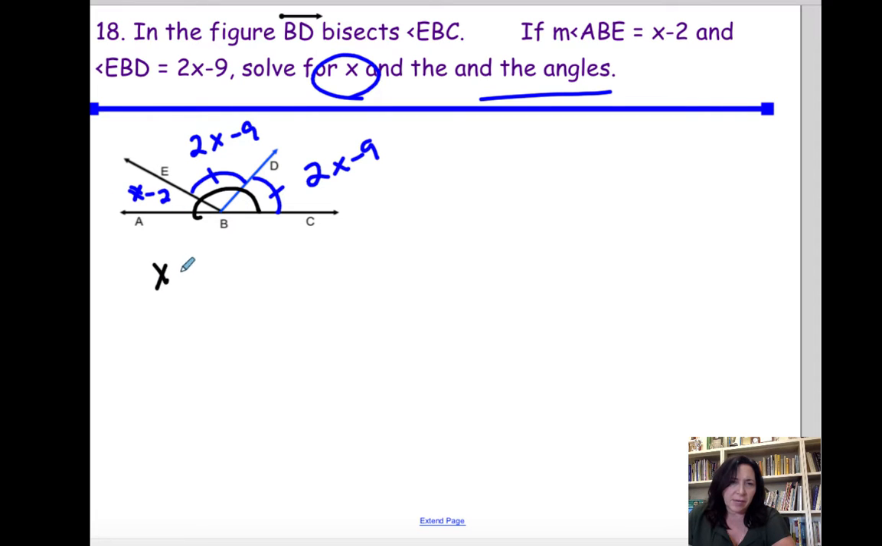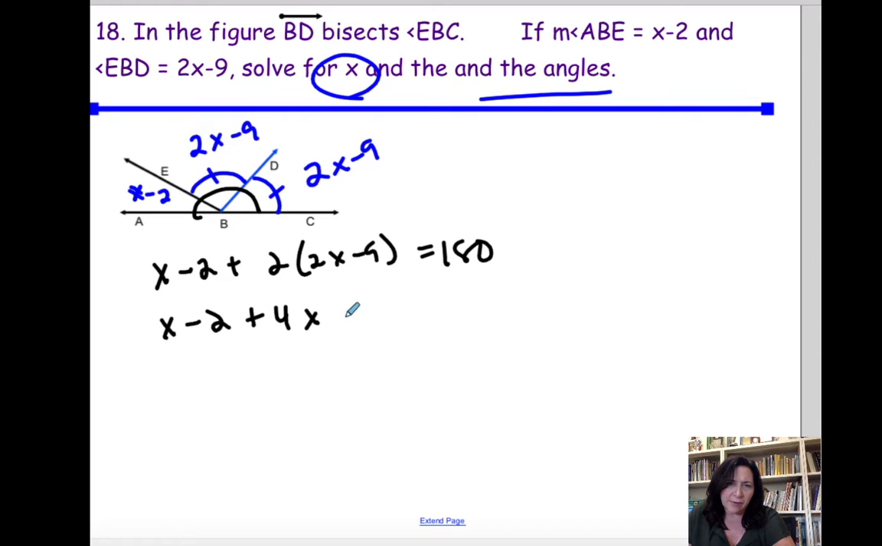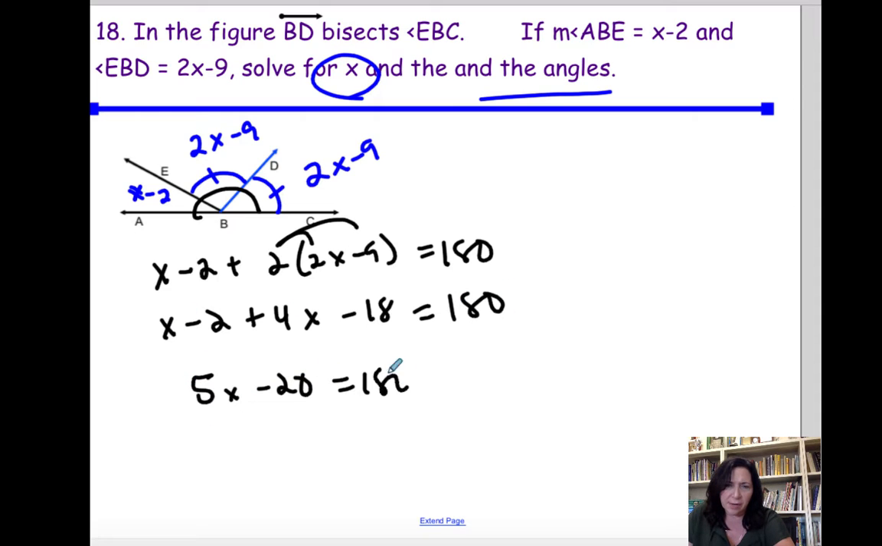So really, we could say x minus 2 plus 2x minus 9s is going to add up to be 180 degrees. So we have x minus 2 plus 4x minus 18. Remember, you have to distribute, equals 180. We have 5x minus 20 is equal to 180. Add 20. 5x equals 200. x is equal to 40.